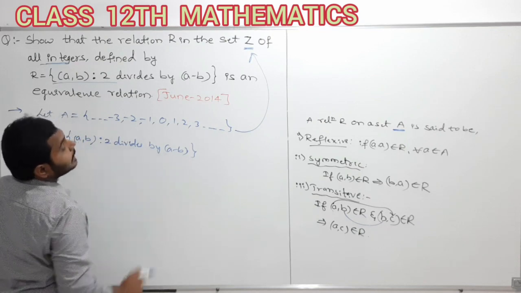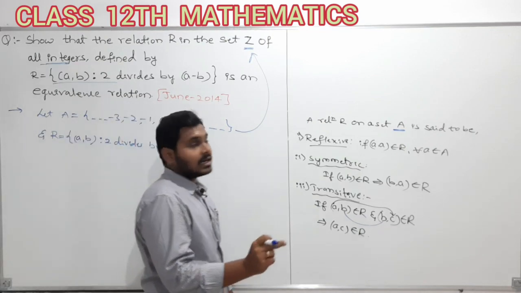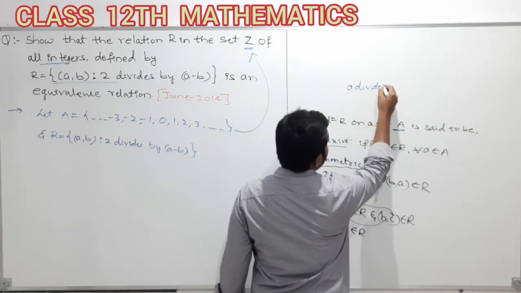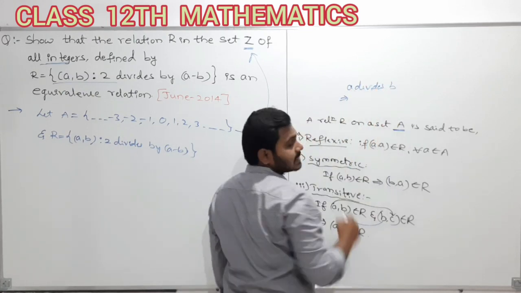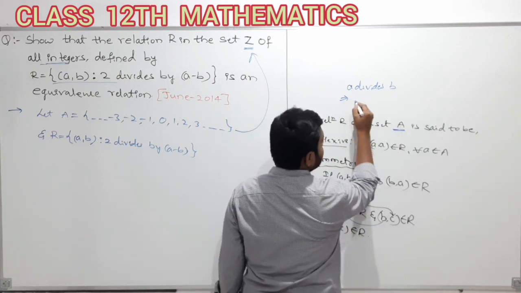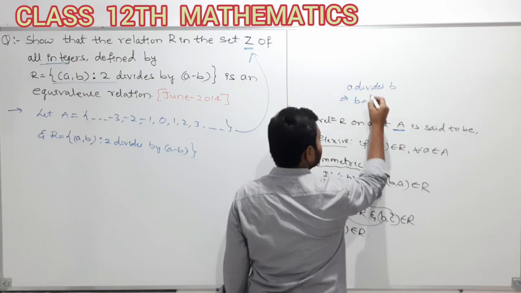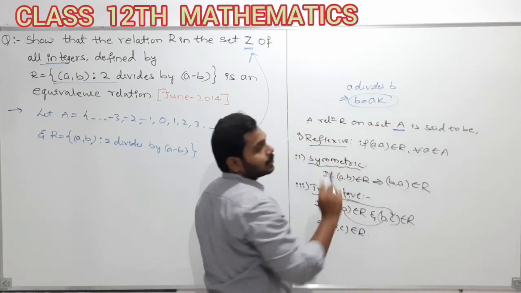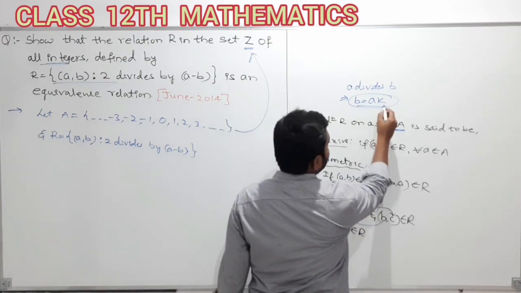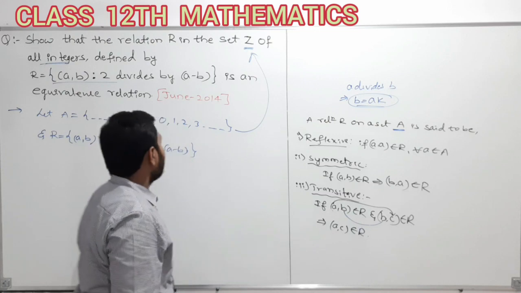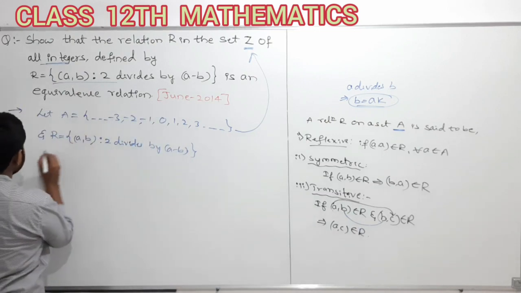2 divides A minus B means any number A divides B. This I also discussed in the last class. A divides B means that B must be written in the form B equals A into K. If you are writing in this form, then only we can say that A divides B. Am I clear?